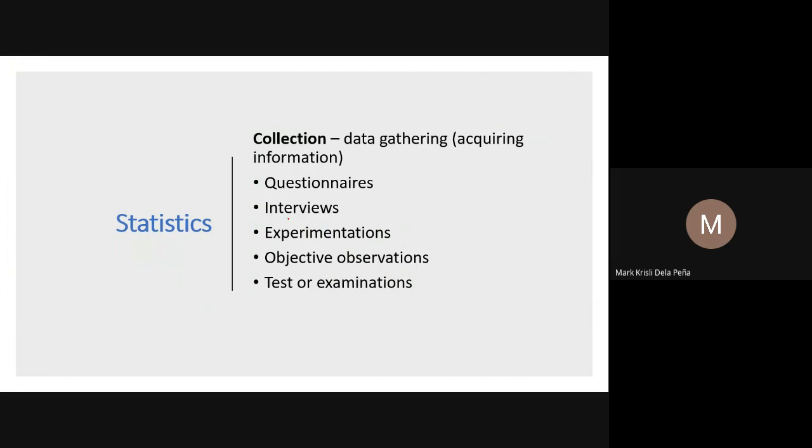Or we can have experimentations. If you recall the engineering method, one of the major steps there is to conduct experiments. Or we can do observations, if you just want to check the behavior of some things. For example, if you just want to check the behavior of students entering a campus or entering the school premises, then you can do observations.